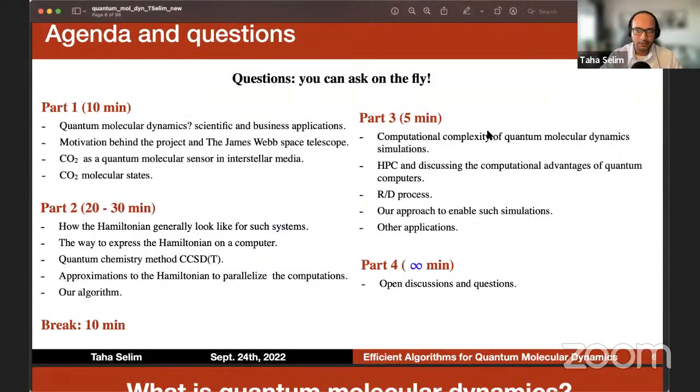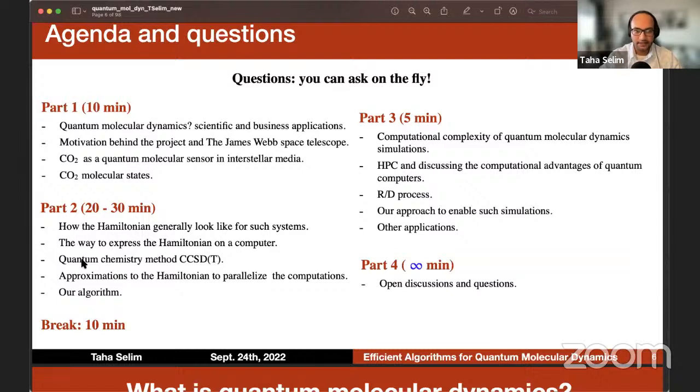So now we come to the agenda. What I aim for everyone to see is how molecular simulation works in general, how we make approximations for the Hamiltonian to keep the physics or the information that we need in the system, and to discuss a bit of the computational complexity and the new approaches from quantum computers to tackle this. So in part one, I aim to define quantum molecular dynamics and, of course, the scientific and business applications, the motivation behind the projects. The famous James Webb Space Telescope was the main motivation behind my PhD project: the use of the CO2 or carbon dioxide molecule as a quantum molecular sensor in interstellar media. And we will discuss the CO2 molecular states in that regard.